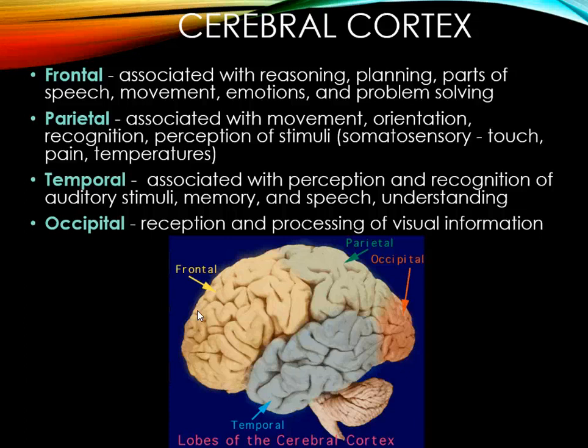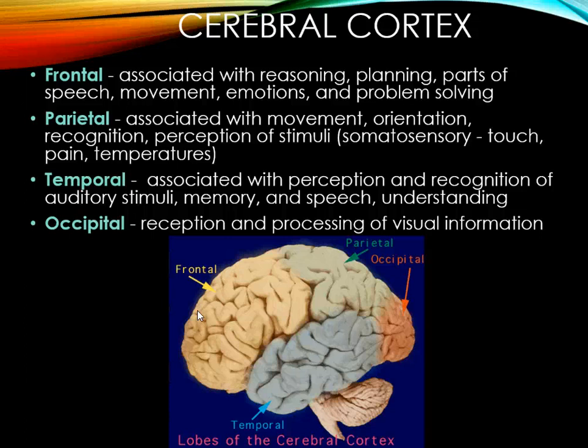Your parietal lobe is about movement and orientation, so it's going to help you with your balance, where you are, and helps perceive some of the stimuli. It's receiving those messages from the stimulus that you get. A stimulus is singular, stimuli is plural.